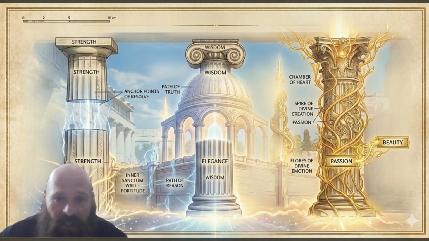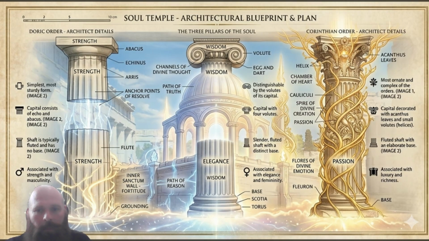And for the final quote from Vitruvius, I will show you my last picture and what I see when I have in front of my eyes these three columns. This is what I see. The strength, wisdom, and beauty, the passion. This is what I see.